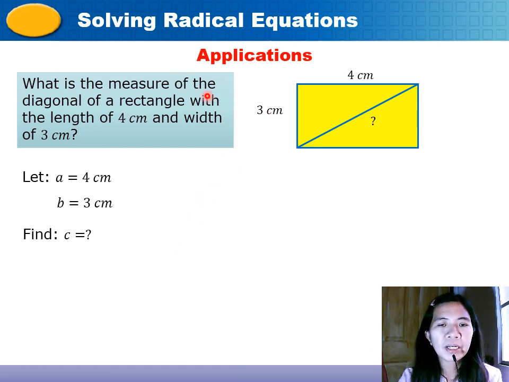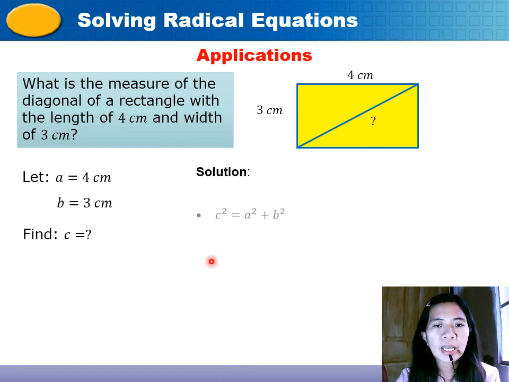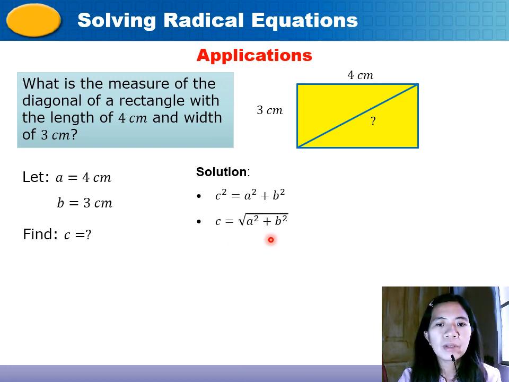So let's have another application. What is the measure of the diagonal of a rectangle with a length of 4 cm and width of 3 cm? So let's identify the given. A equals 4 cm and B equals 3 cm. So we will find the measure of the diagonal of our rectangle. We will use again the Pythagorean theorem. C equals the square root of a squared plus b squared.